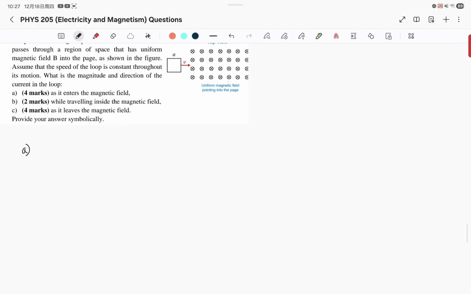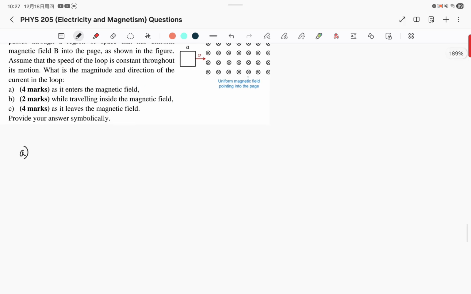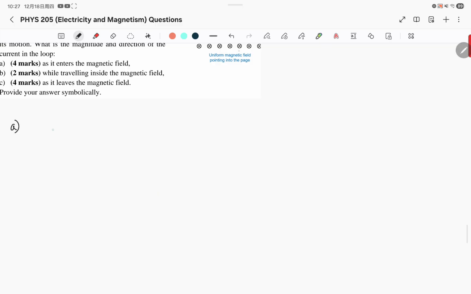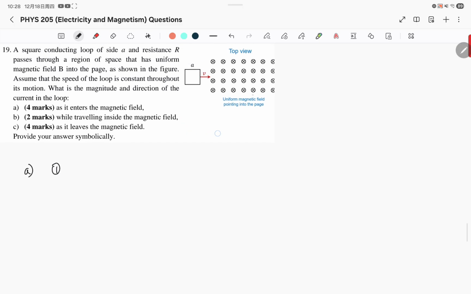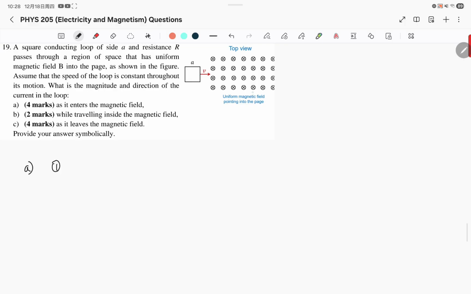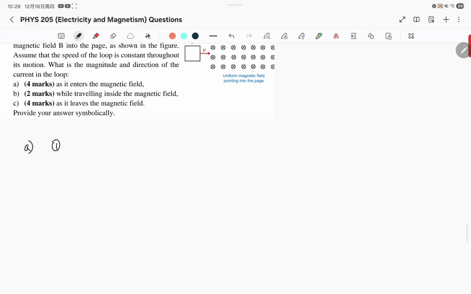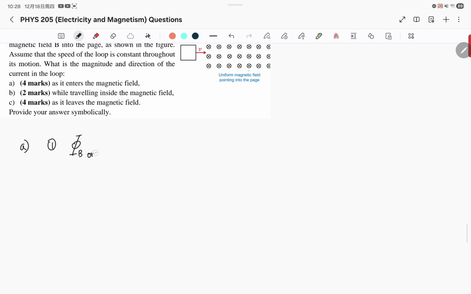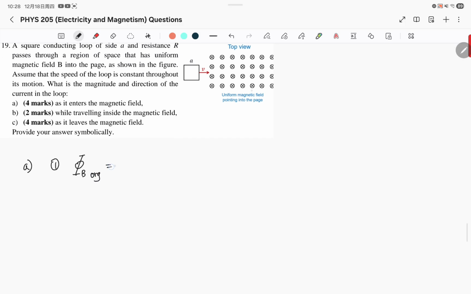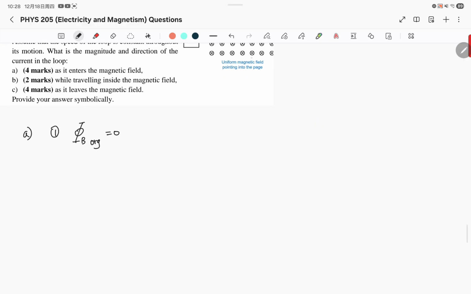okay, so this is a combination of Lenz's law and Faraday's law. Let's figure out the direction of the current first. Let's do this step by step. Step one. When this loop is still outside the magnetic field, so I'm going to call magnetic flux B original, it is 0 because it's still outside of the field. Now it's going to enter. That means our flux is going to increase.